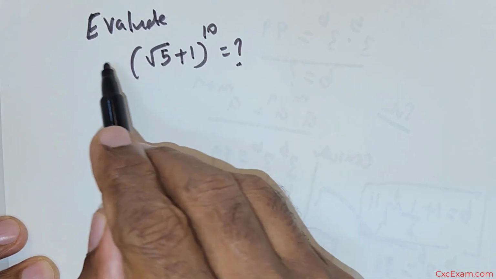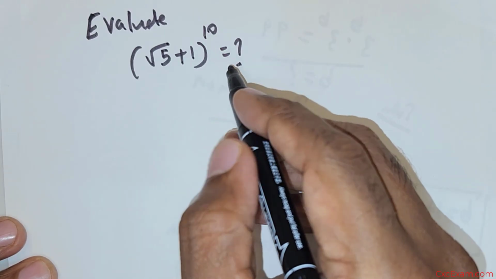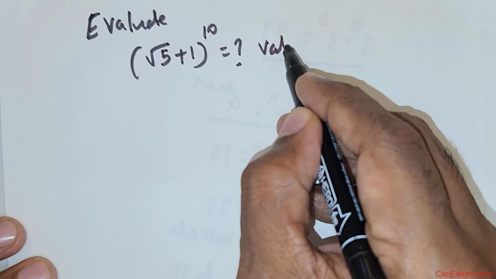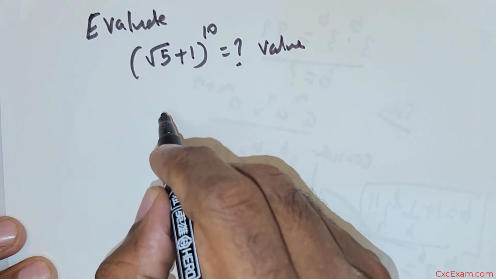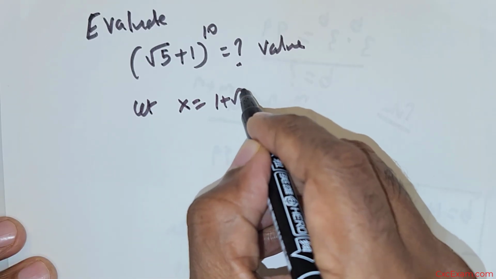Good day everybody. We are expected to evaluate (√5 + 1)^10. In other words, they are asking us to find the value of this quantity. Now what I would like to do is, foremost, let me take x to be equal to 1 + √5.